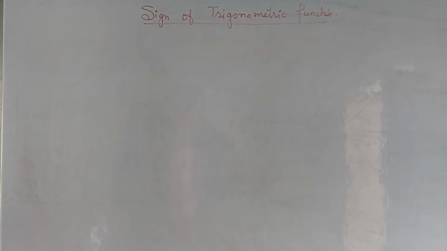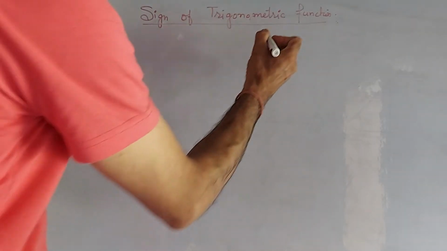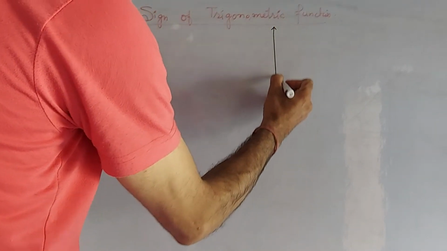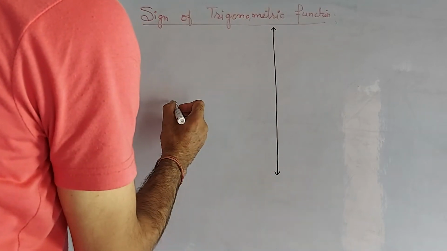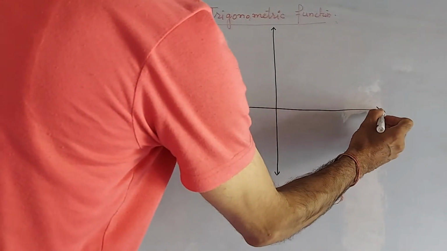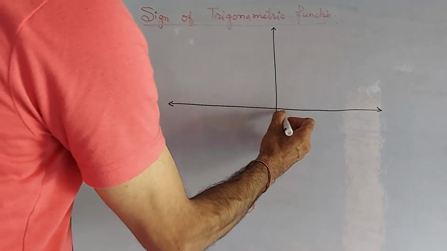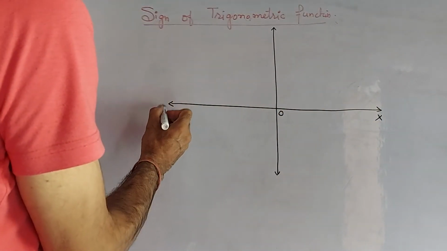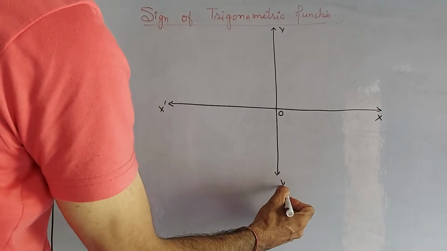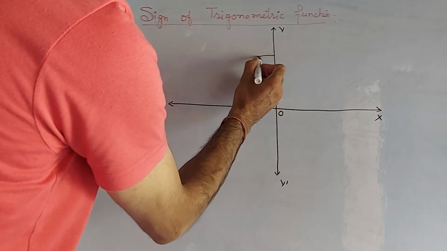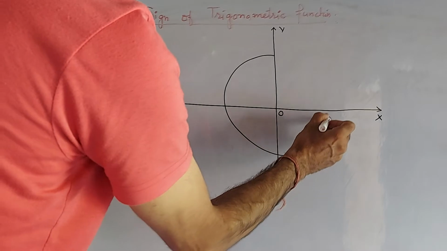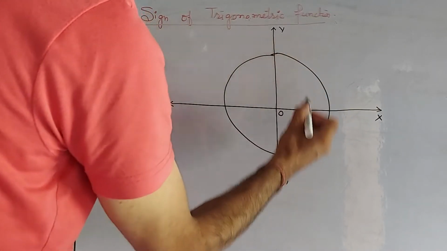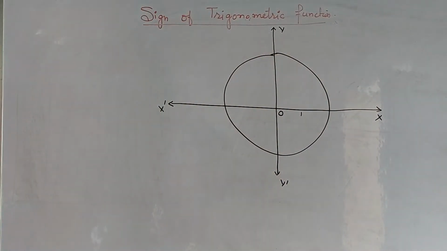There are six trigonometric functions, and we will know the signs of the trigonometric functions with the help of this diagram. We will construct a unit circle. These are the coordinate axes, this is the x-axis, this is the y-axis. We will add a unit circle whose radius is 1.